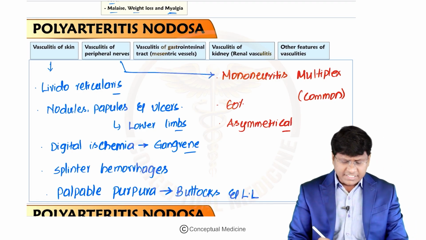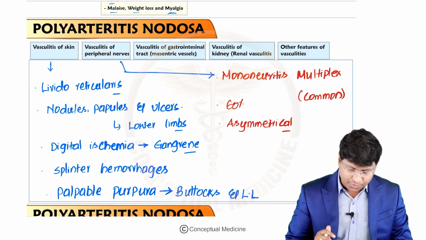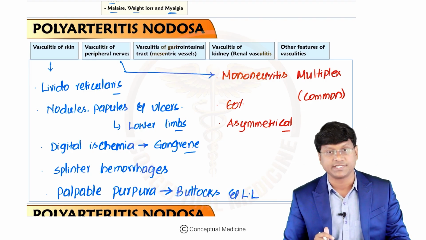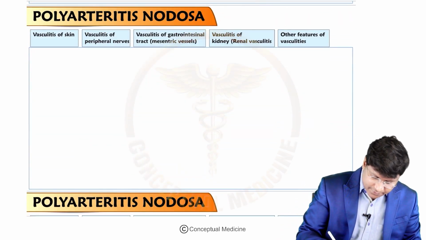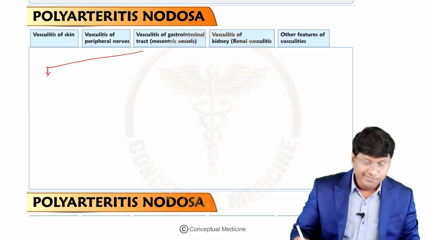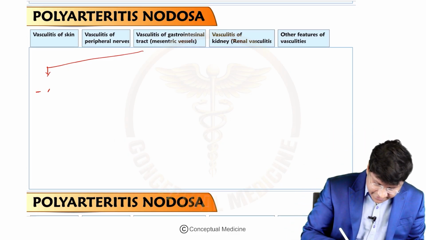Then followed by that, what will be the features due to vasculitis of the gastrointestinal tract? See, due to vasculitis of the gastrointestinal tract, that is the mesenteric vessels, the individual will have abdominal pain.